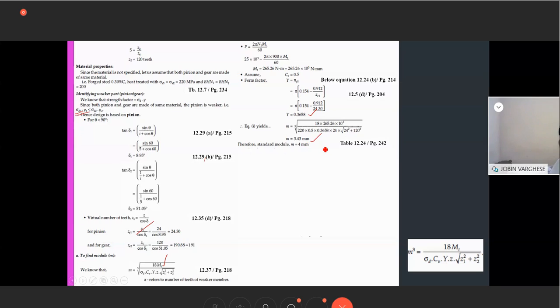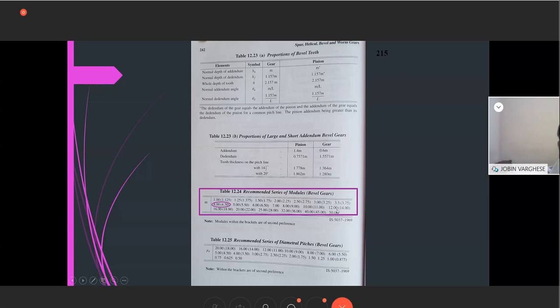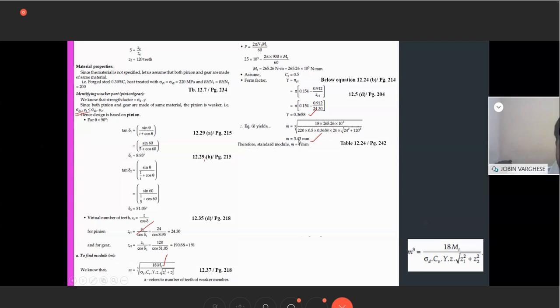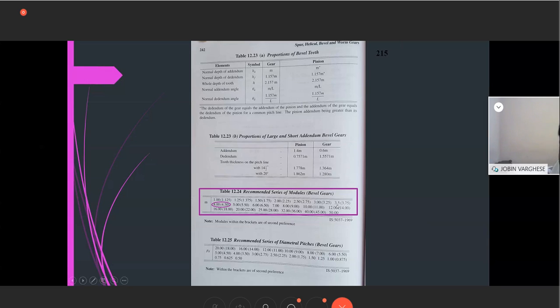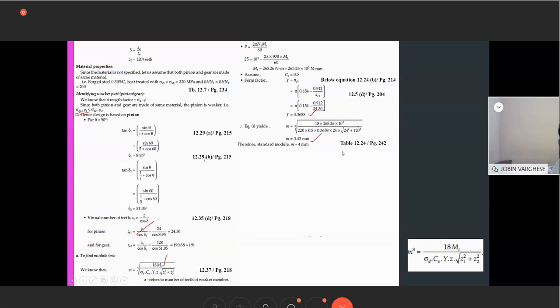Now we have to standardize this module 3.43 in the table here. We can see near 3.53, that is, we have taken 4. Then there will be a question: why can't you go for 3.5? It doesn't matter, we can go for that. However, we are just taking a module that is very near, which is a whole number, which is easy to manufacture as well. So we'll take this one, and finally we come to this one as the module.